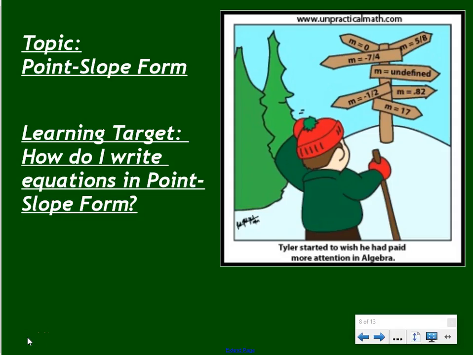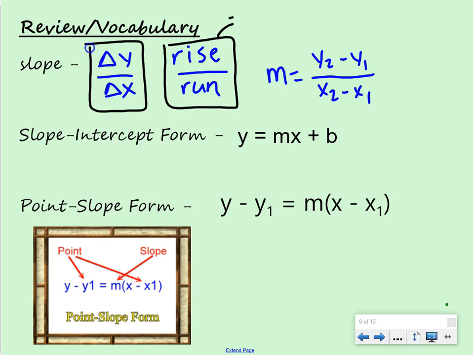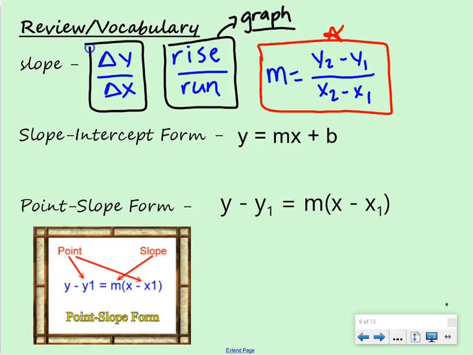Today we are going to be learning about point slope form, and our learning target is how do I write equations in point slope form. Review. Slope we can write as the change in y over the change in x. Rise over run. This one is most helpful when we're working from a graph. And our slope equation, which we worked with last class period, and we're going to work a lot more with this chapter.